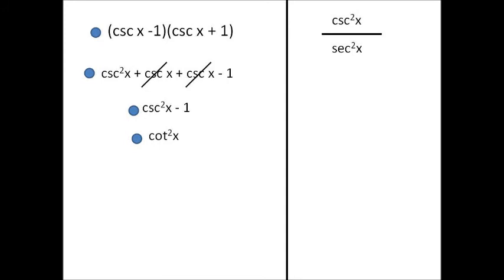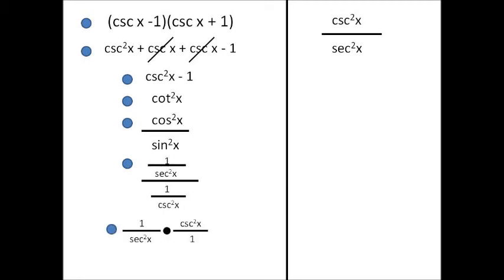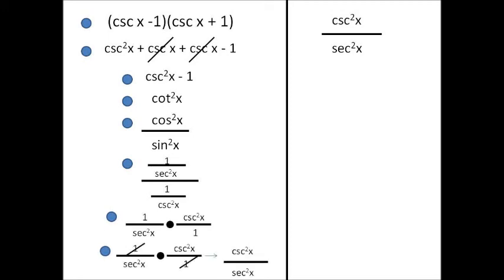Boots, do you know what we do from there? Sure. First, we can use the quotient property to get cosine squared x over sine squared x. Now we'll need to use the reciprocal property to get 1 over secant squared x over 1 over cosecant squared x. Then we can multiply by the reciprocal, and once the ones cancel out, we get cosine squared x over secant squared x, which is our answer. We got it, guys!